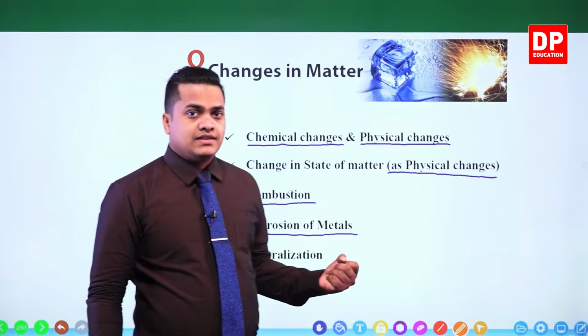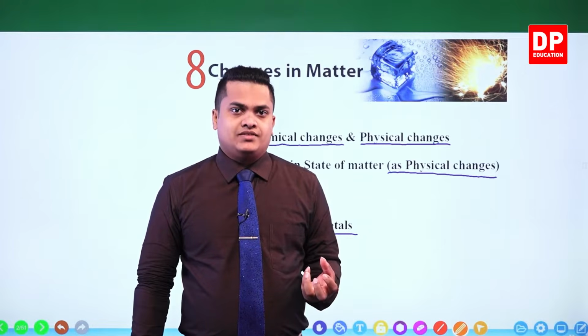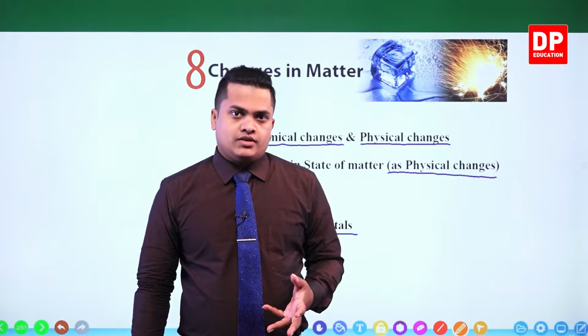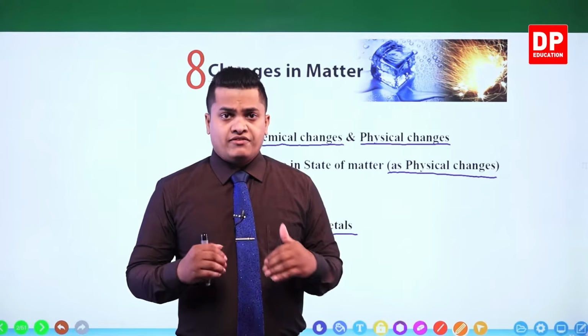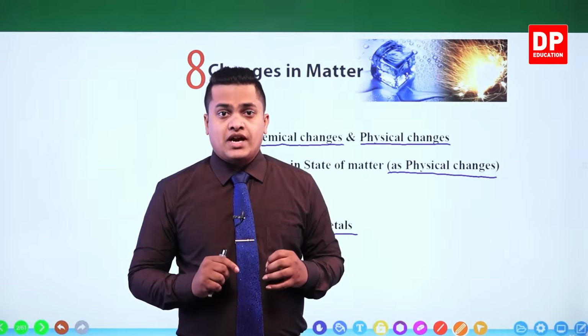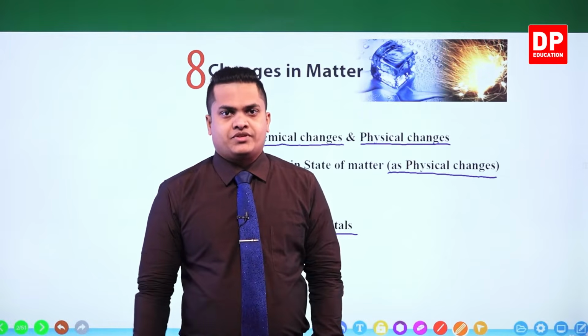So we'll be discussing what kind of a thing this tarnishing or rusting is, how it occurs, what kind of a change it is, and what are the factors necessary or essential for the rusting or the tarnishing of metals. So we'll be discussing these things in our next chapter.